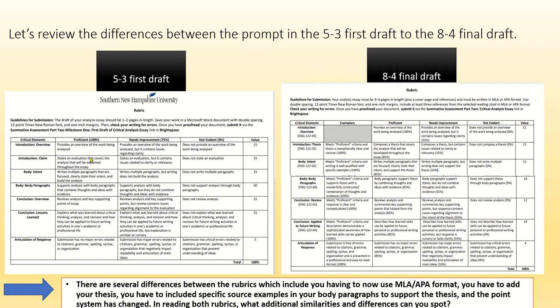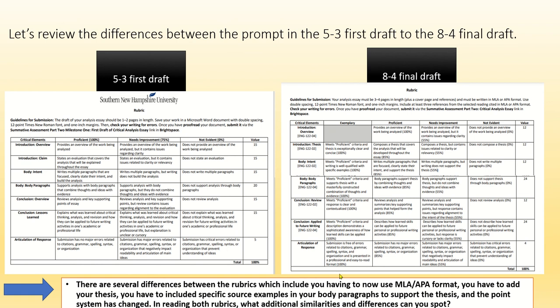You'll notice that some of the points, the critical elements, have stayed the same, like the introduction overview, the body intent, body paragraphs. But there are a few things that have changed in terms of wording and how you're being graded. It was, I believe, 175 points for your first draft, and now if I'm correct, it's 225. It will say it in the assignment, in the grade book. So just notice the distinct difference.